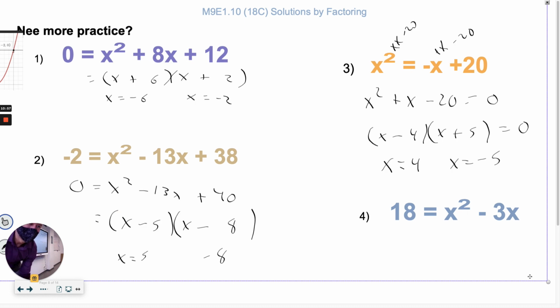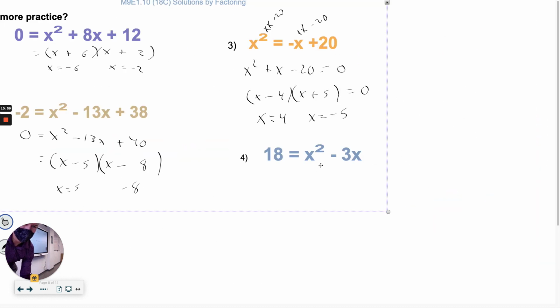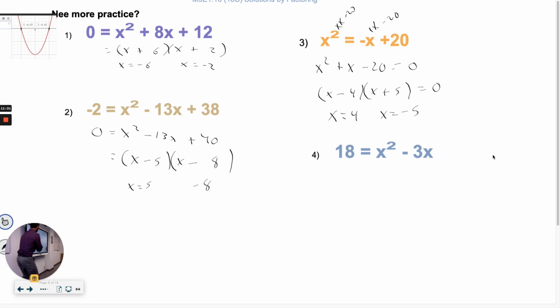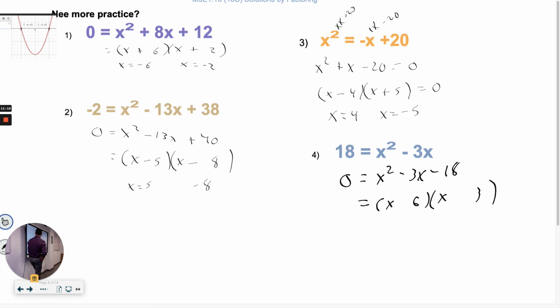I'm so confused. And for my last trick, kick the 18 over by a little subtraction. Like that. And then what? 6 and 3s? Bam, bam. Negative on the 6, positive on the 3.